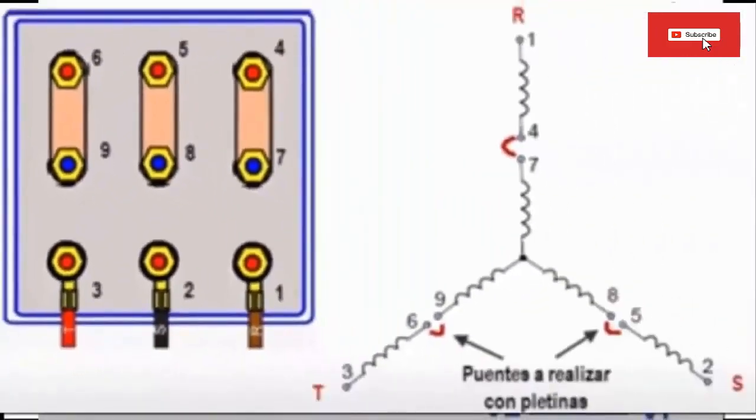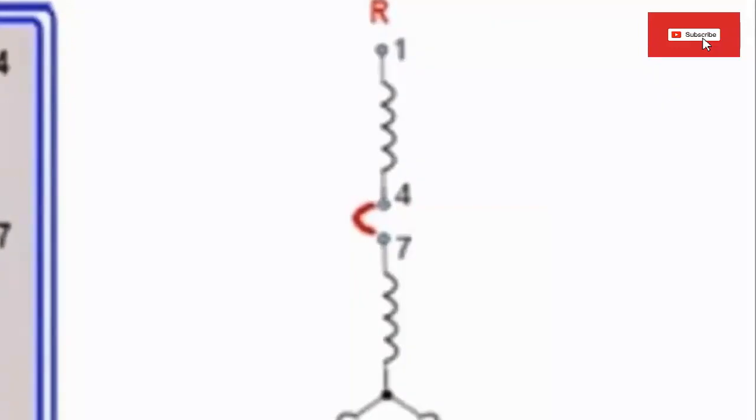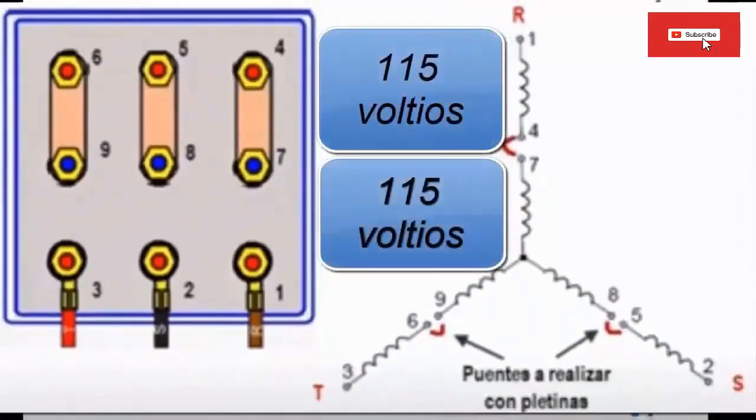Now as the connection is star, it is low voltage. That is, if the three-phase connection is 400 volts, because it is a star, this voltage is divided by the square root of 3, leaving a 230-volt circuit. As each leg of the star has 2 coils, this 230-volt voltage is divided by 2, leaving each coil of each leg of the star with approximately 115 volts.